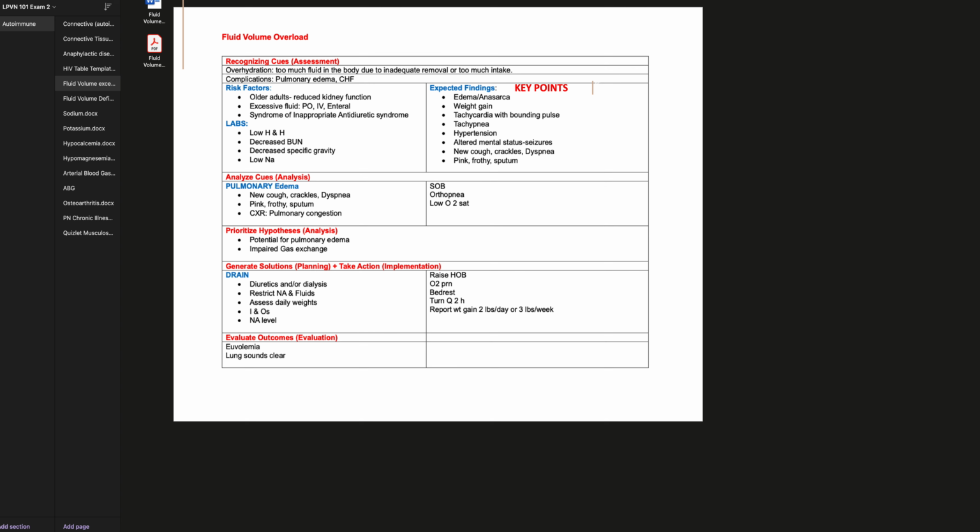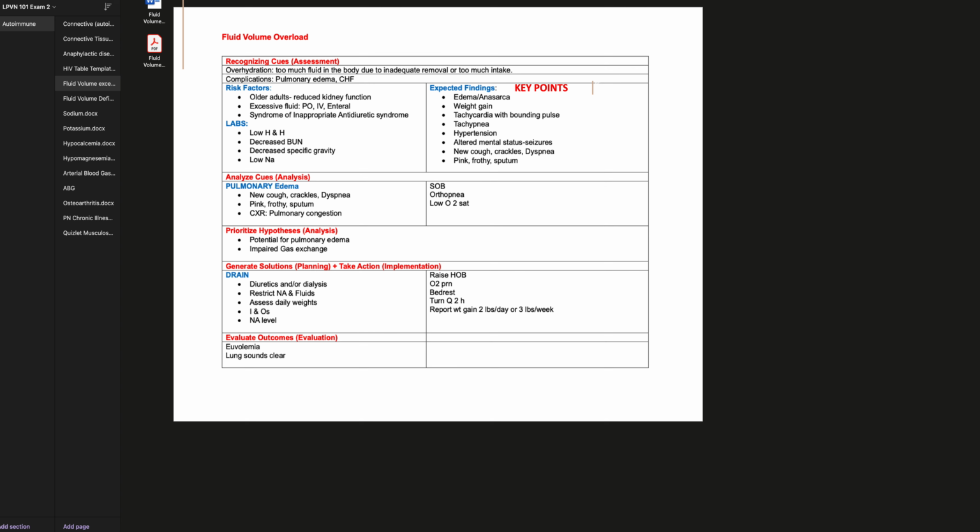So who's at risk? Older adults, because they have reduced kidney function. You have to understand that an older adult cannot handle the same fluid load. They're going to retain more fluids than a younger adult, okay? Anybody who's taking in too much, and syndrome of inappropriate antidiuretic hormone, which we talked about in the cancer lectures.